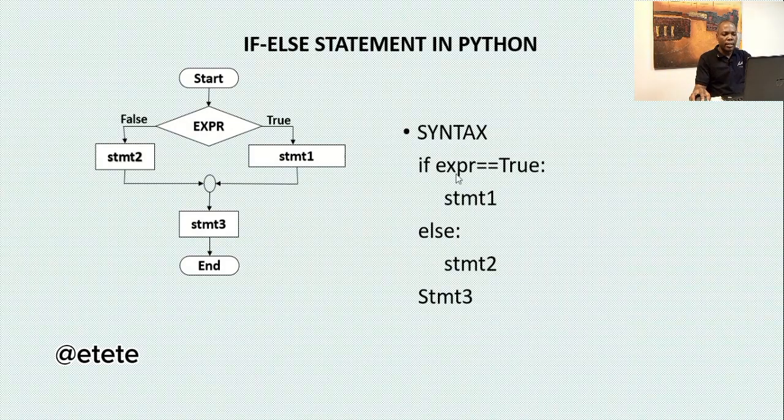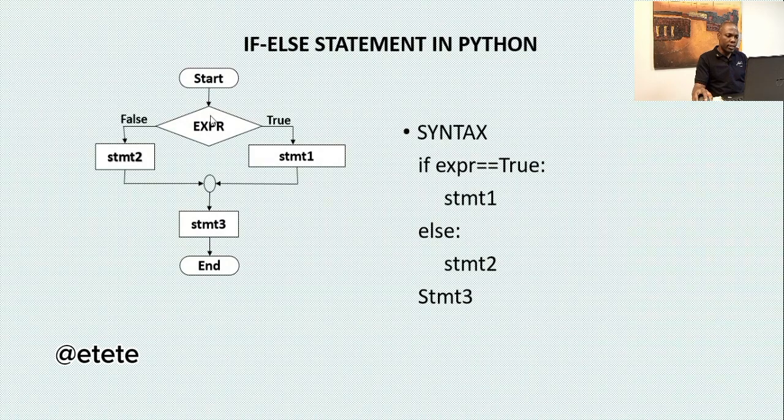Now this is the syntax. If the expression is true, then you have to enter into this and execute the block of code, which is statement 1. Else, you have to execute statement 2. But whether you do statement 1 or statement 2, statement 3 is outside of the if statement, so statement 3 must always be executed. We are going to look at this in PyCharm.